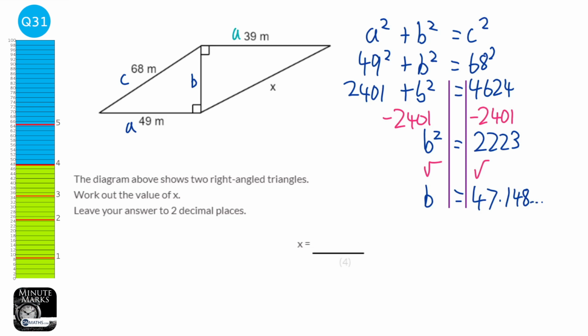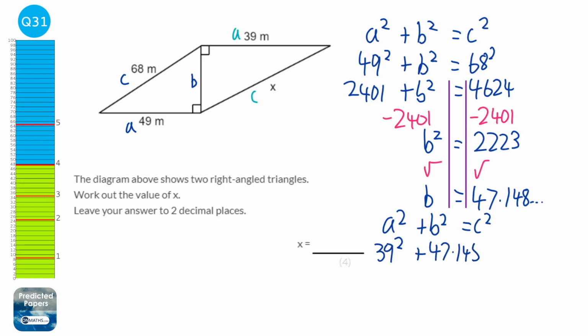Okay, we're now looking at the second diagram, and this time we've got our a, we've got our b, and we're going to call x the c. So it would be a squared plus b squared equals c squared, but this time a is 39. B we are given as 47.148, we've just worked that out. And we're looking for c, in fact we can call it x now. Okay, so we need to square that. So we do 39 squared plus 47.148 squared.